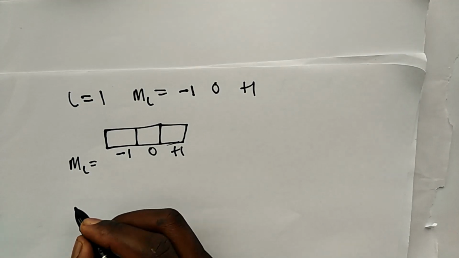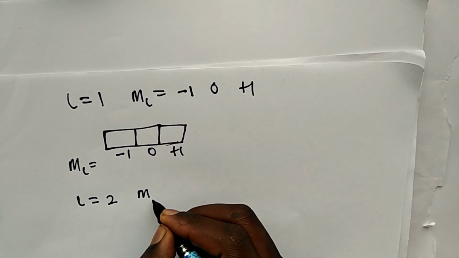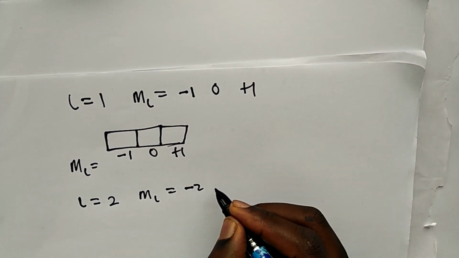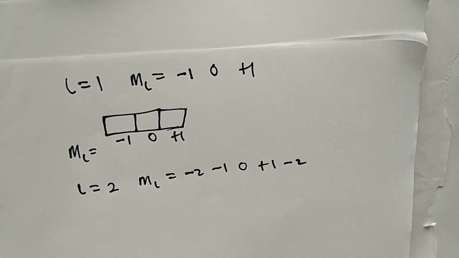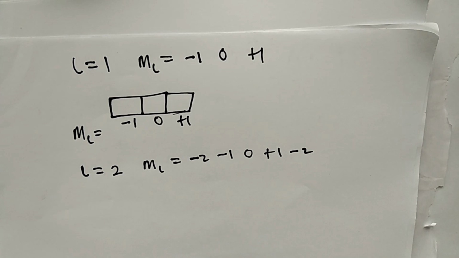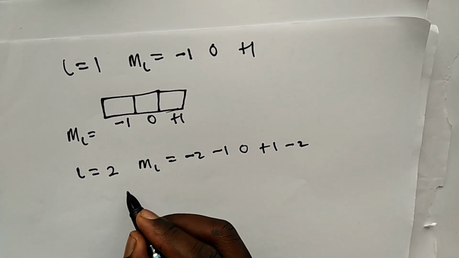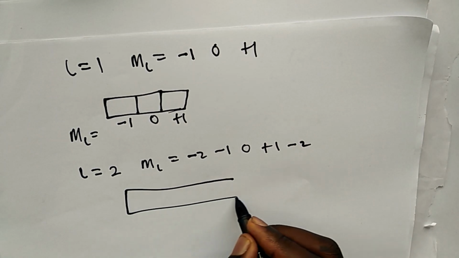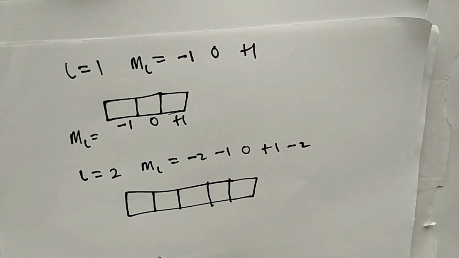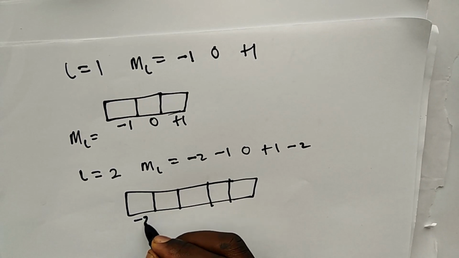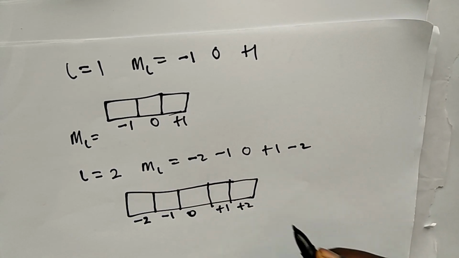If, for instance, L is equal to 2, ML is equal to minus 2, minus 1, 0, plus 1, plus 2. So this is our ML. Now we know 2 is a D, and D has 5 degenerate orbitals. So we'll draw the orbital diagram of D, with 5 degenerate orbitals, 1, 2, 3, 4, 5. ML will be minus 2, minus 1, 0, plus 1, plus 2.